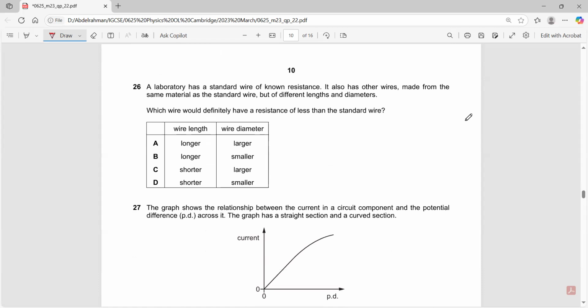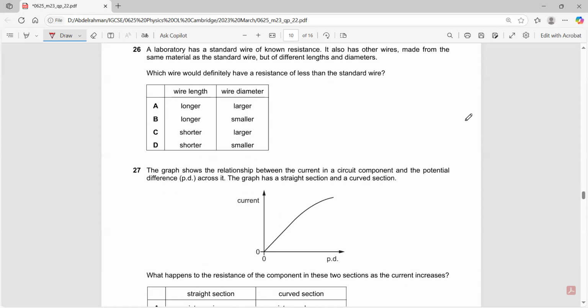A laboratory has a standard wire of known resistance. It has other wires. Which wire would definitely have a resistance less than the standard? How can you decrease the resistance? By decreasing the length. So you need a shorter wire and a larger diameter, right? Shorter wire and a larger diameter.